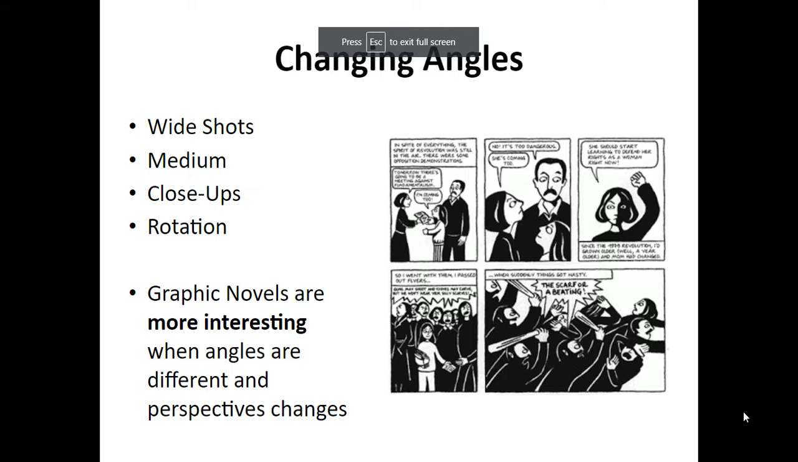Changing angles is a very important concept in graphic novels or comic books. This allows your audience to be more engaged and for you to tell your story in a much more dynamic way. When you are drawing your comic, you want to make sure you consider a variety of different angles, such as wide shots, medium, close ups, and other rotations. When you utilize these, there's much more interesting engagement in your comic book.